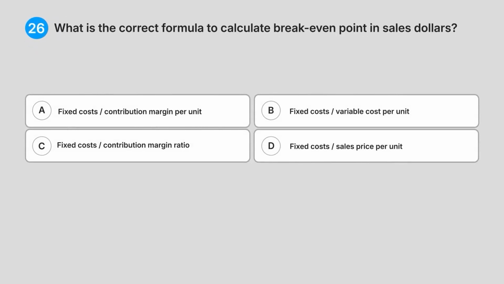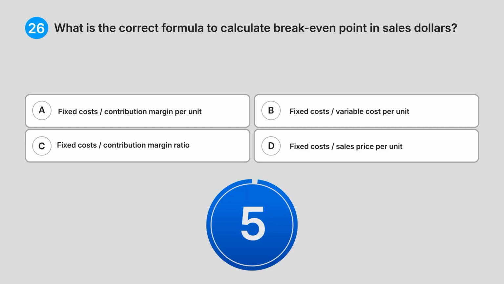26. What is the correct formula to calculate break-even point in sales dollars? A. Fixed costs divided by contribution margin per unit. B. Fixed costs divided by variable cost per unit. C. Fixed costs divided by contribution margin ratio. D. Fixed costs divided by sales price per unit. Can you guess the answer?